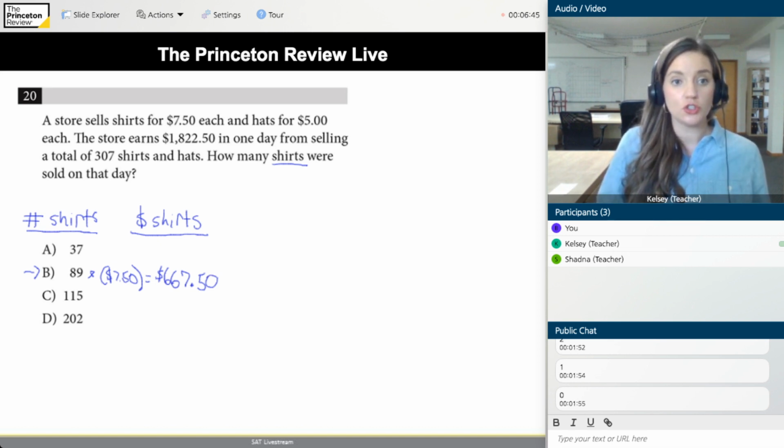Okay, but that's not all that was sold on that day, right? They sold shirts and hats. So what's the next piece that we can figure out now? Well, they sold a total of 307 shirts and hats. So if they sold 89 shirts, we can figure out how many hats were sold. So let's do that next.